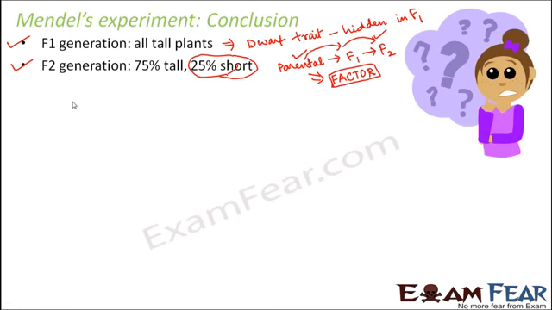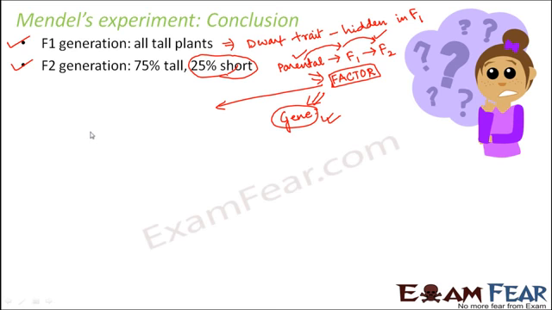Now the question was, how was this factor being carried on from one generation to another? That was the important question. This factor is what we call a gene today. But as per Mendel, this was a factor. So what did Mendel say?